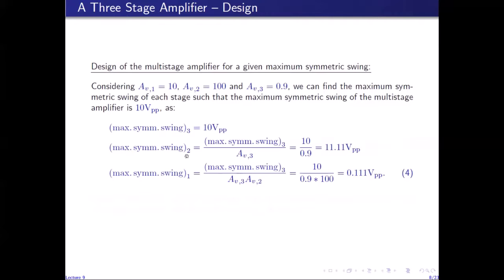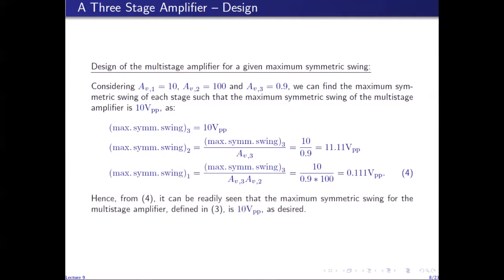Maximum symmetric swing of the second stage is maximum symmetric swing of the third stage divided by the gain of the third stage. So I get this overall expression. So 11.11 divided by 100 is 10 over 0.9 divided by 100. So this gives me 0.11 volts peak to peak.